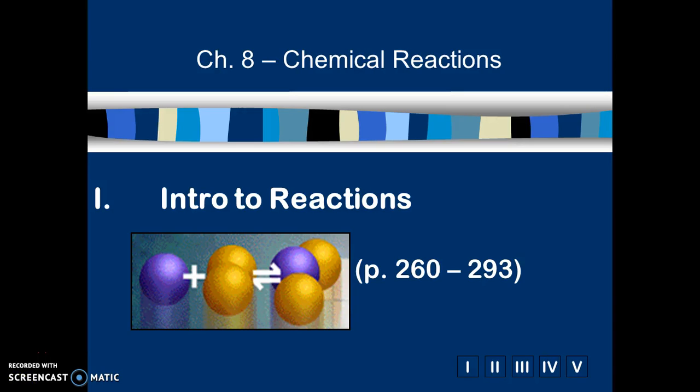Chapter 8, we're going to talk about chemical reactions and how to write these reactions out in the form of a chemical equation so we can describe what's going on in a reaction in a simple balanced equation.